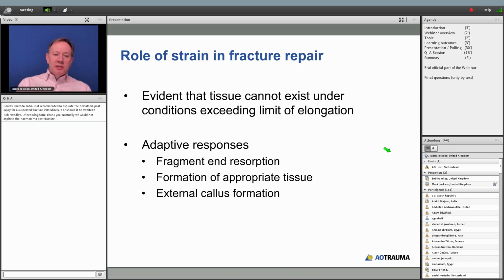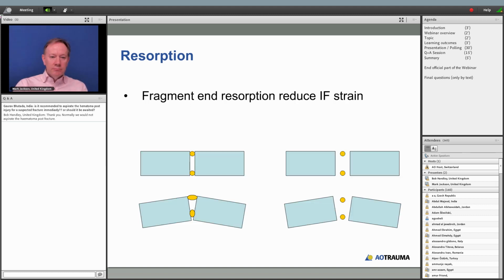So it brings us, really, and twins up with Perren's strain theory, that the tissue within the fracture gap can only exist if it does not exceed its limits of elongation. And to reduce the forces on the tissue, there are a number of mechanisms that the bone will use. One of them is fragment end resorption. It allows the formation of appropriate tissue and progresses to external callus formation.